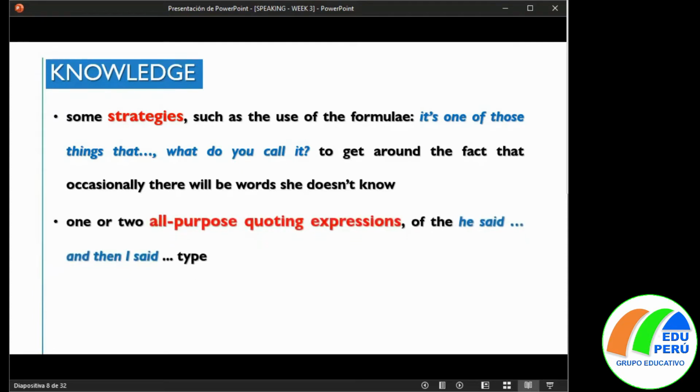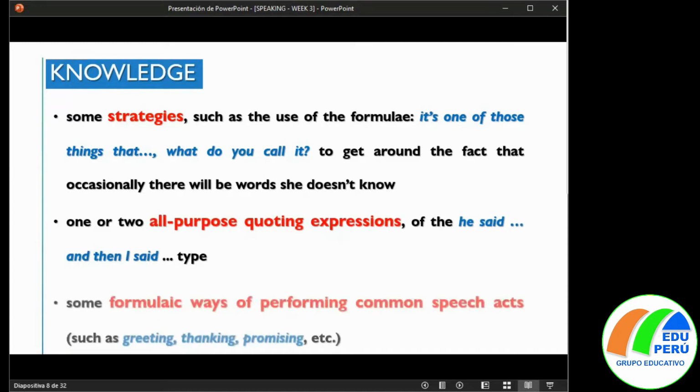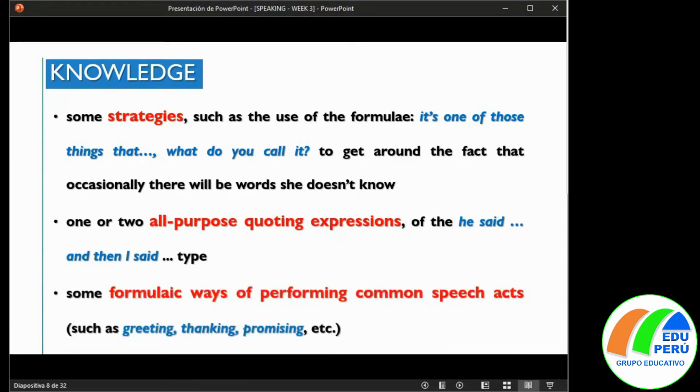Right? Notice, this is very important, to know some strategies of communication. This is related to the strategies, to use all-purpose quoting expressions. He said, and then I said, in order to report something. Formulaic ways of performing common speech acts. Remember, speech acts are the purposes of communication. Greeting, thanking, promising, warning, offering, requesting, inviting, introducing yourself, ordering food. Notice, all of these are purposes of communication.